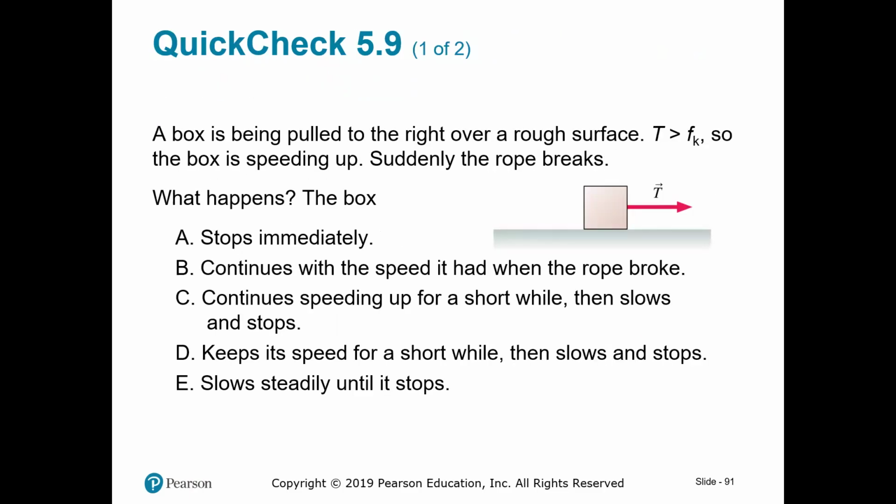The box is being pulled to the right over a rough surface. P is greater than Fk, so the box is speeding up, right? Suddenly the rope breaks. What happens? Because the rope is broken, that means there's no tension, only friction applies. So the net force is acting to the left. So the answer is: it slows down steadily until it stops. It's like you just push an object and it slows down, right? So the answer is E.